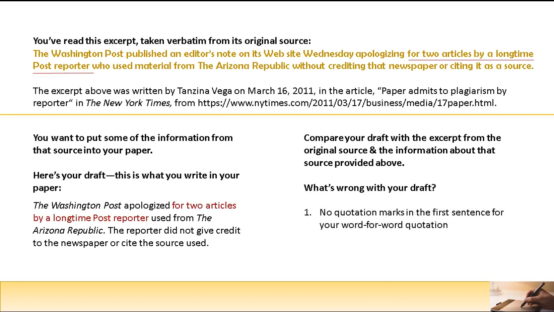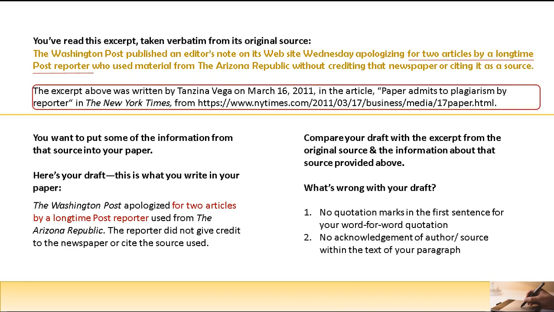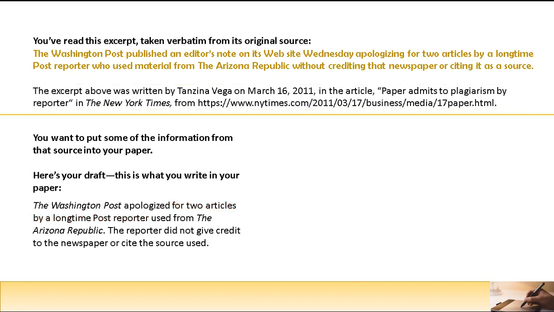Number 1, there are no quotation marks in the first sentence for your word-for-word quotation. Number 2, there's no acknowledgement of the author or the source within the text of your paragraph. And number 3, there is no complete citation of the source. So how can we correct this?